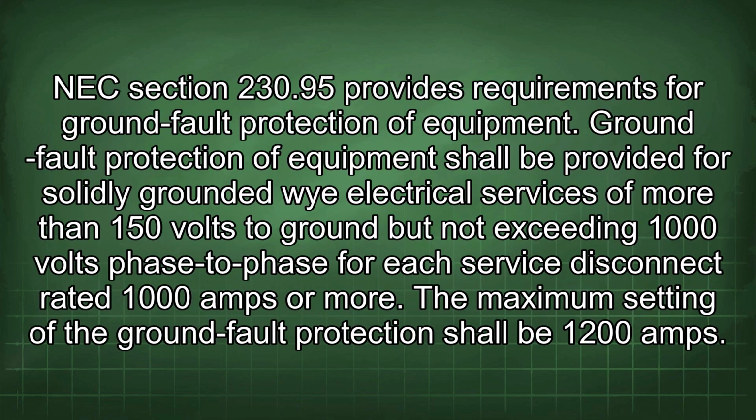NEC Section 230.95 provides requirements for ground fault protection of equipment. Ground fault protection of equipment shall be provided for solidly grounded wye electrical services of more than 150 volts to ground but not exceeding 1000 volts phase to phase for each service disconnect rated 1000 amps or more. The maximum setting of the ground fault protection shall be 1200 amps.